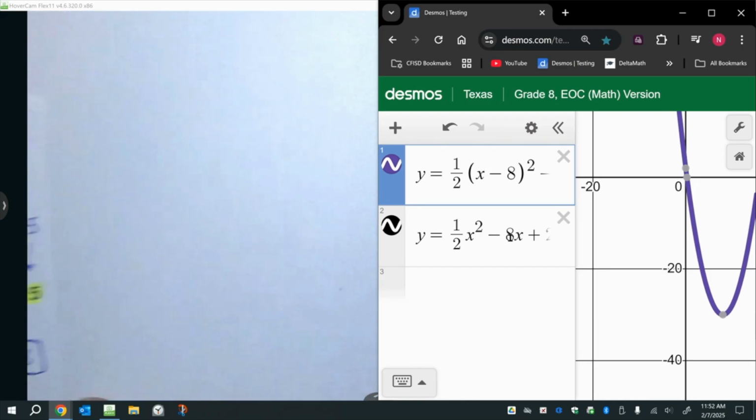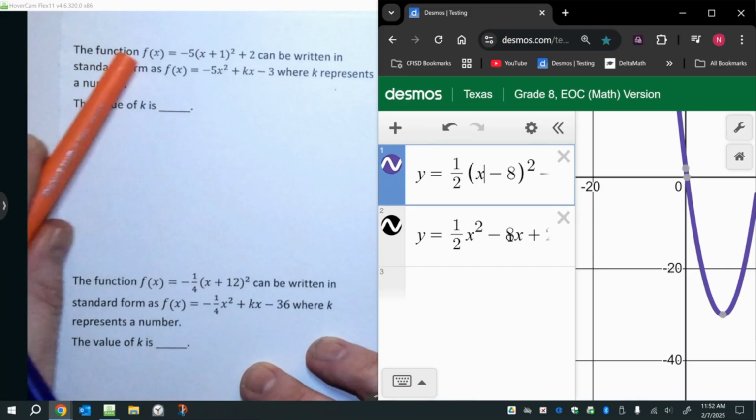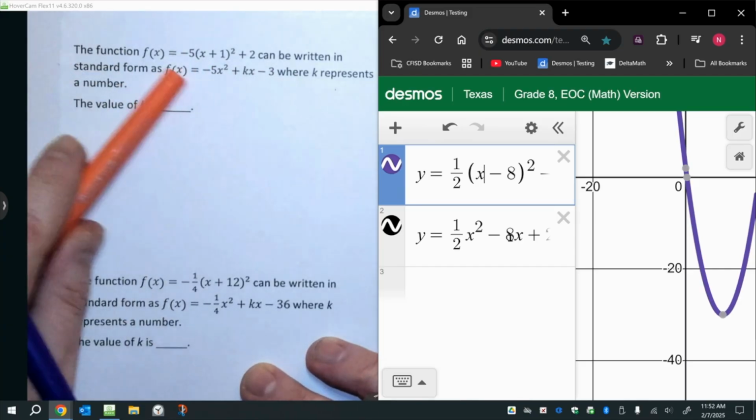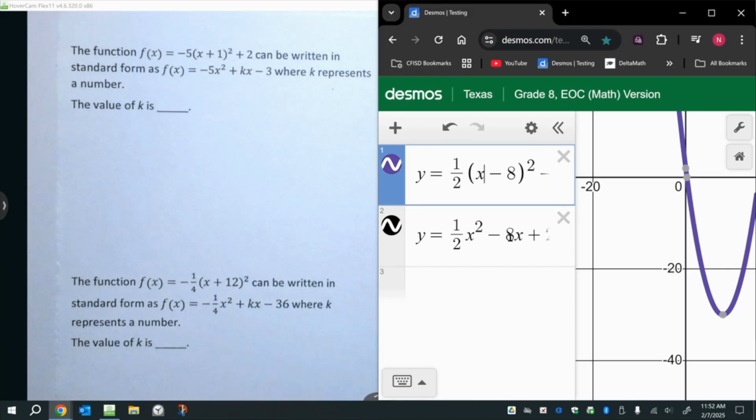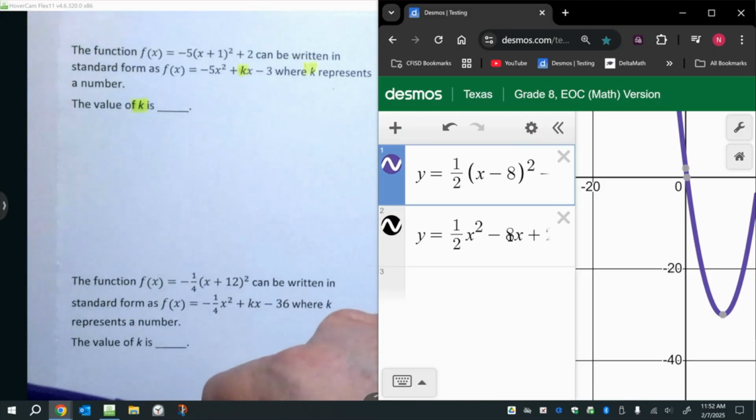All right, let's take a look at page 2. Here we go, page 2. All right, so I got a function right here, and it can be written in standard form, so it would look like this, but we want to know what the k value is. We want to solve for k. So what is going to be the number here? All I want is a numerical value.